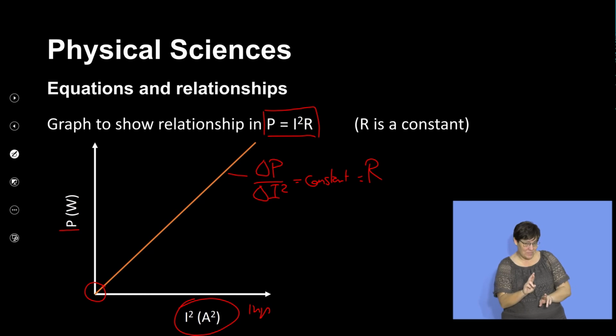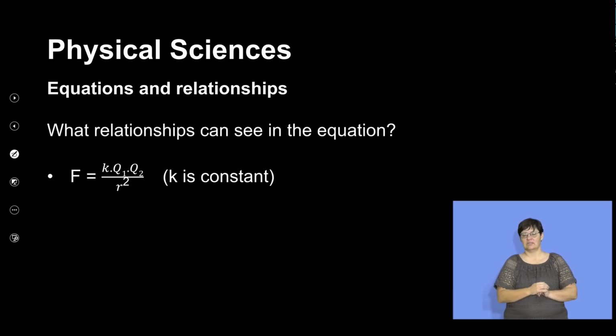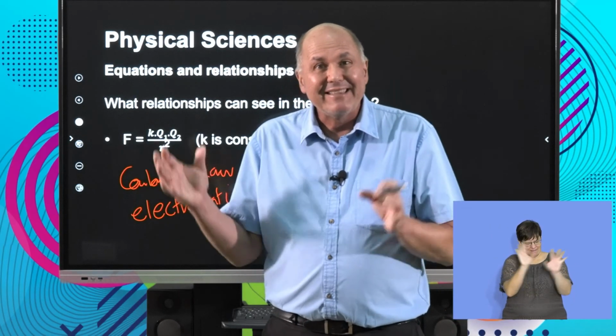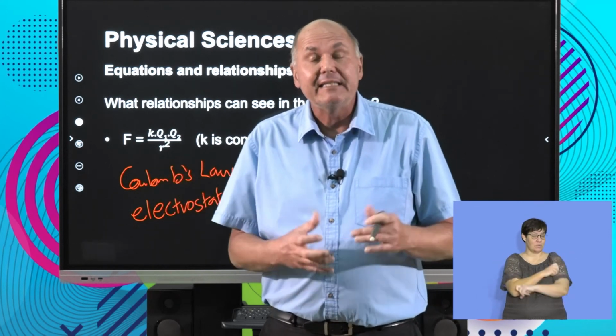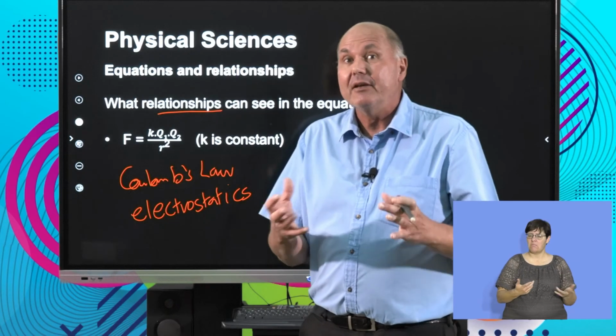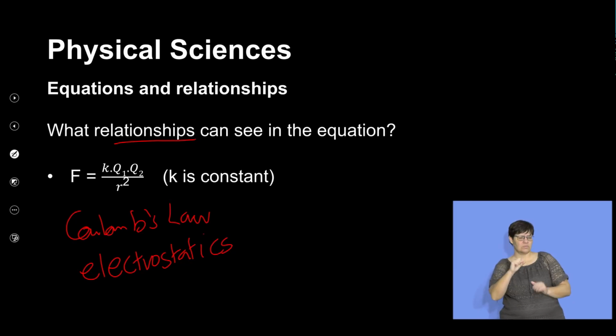But let's have a look at one that's a little bit more interesting and more involved. This is known as Coulomb's law, and it has to do with electrostatics. It tells us about the force between charges and the relationship between the force and the distance between the charges. We need to make clear that this equation is quite complex, and it can tell us more than one sort of relationship. But from what we've seen previously, I think we can break it down and see what the equation is telling us.